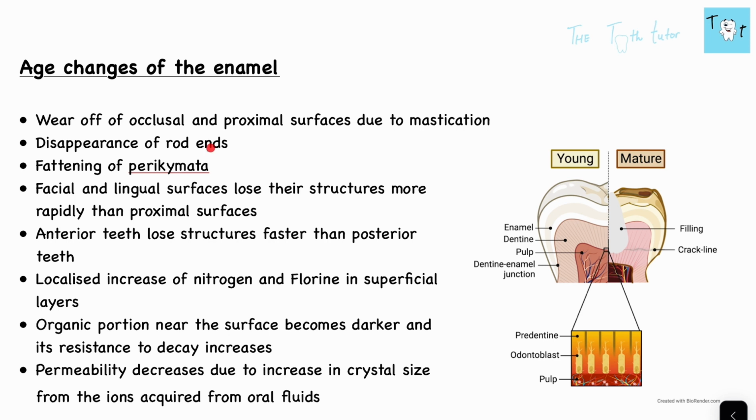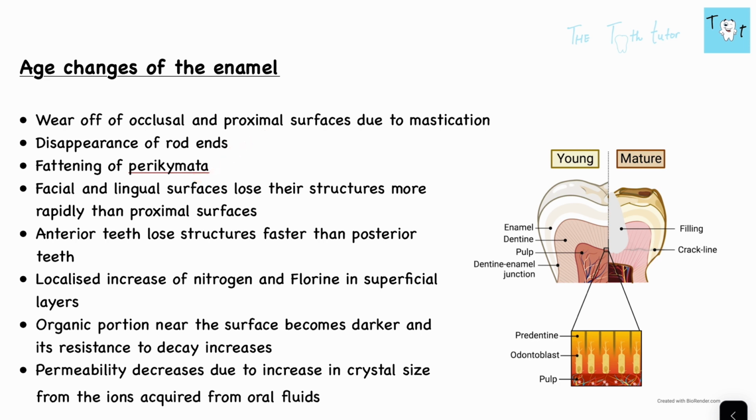Then the second thing is the disappearance of rods. So what that means is that we have seen, not disappearance of rods but disappearance of rod ends. So we saw in the structures that there were rod ends on the surface of enamel. So due to the wearing off, they will also be removed, as the enamel surface gets worn off.